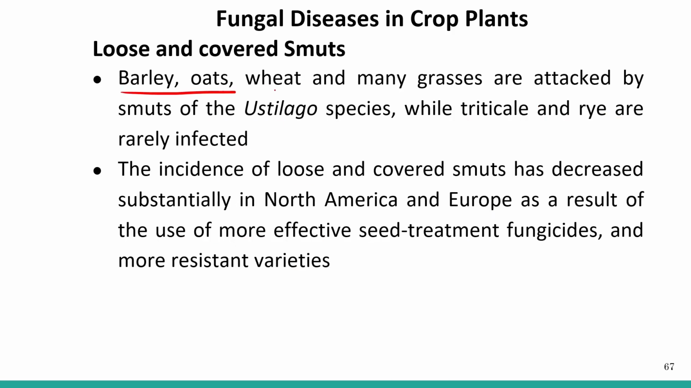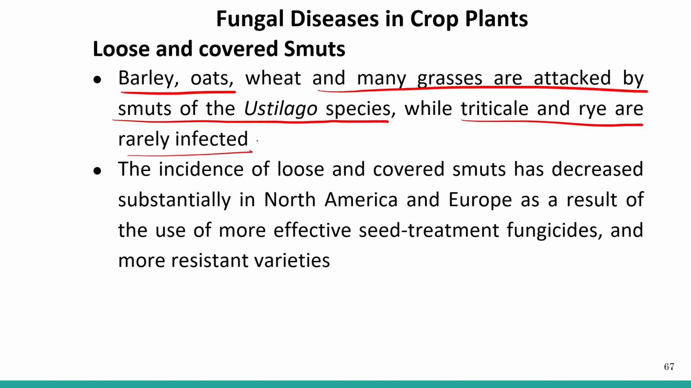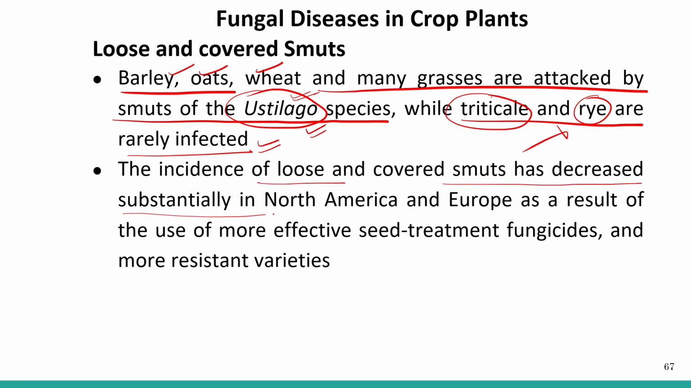Barley, oat, wheat and many grasses are attacked by smut of the Ustilago species, while triticale and rye are rarely infected. Very important this is. So barley, oat and wheat get infected by Ustilago, but triticale and rye do not get infected by this fungus Ustilago. The incidence of loose and covered smuts has decreased substantially in North America and Europe as a result of the use of more effective seed treatment fungicides and more resistant varieties.